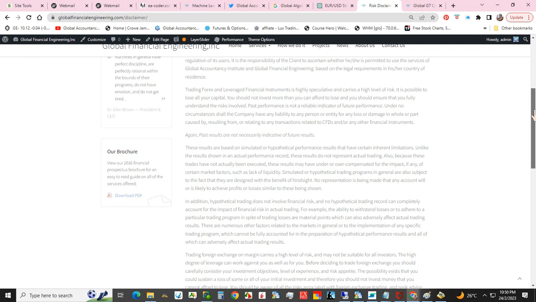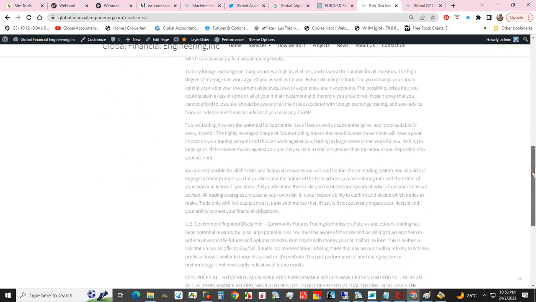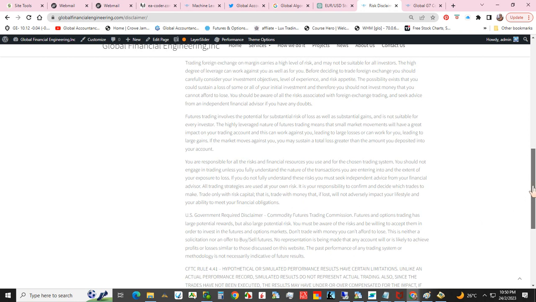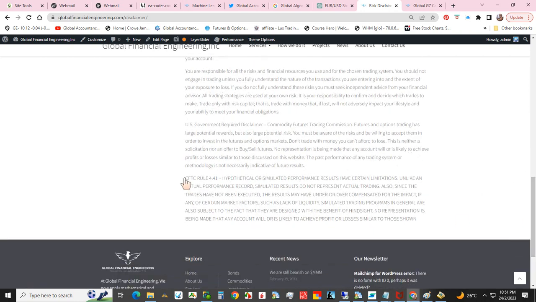Okay, so let's move to the final section of it. You do the same and pause, and read down to the CFTC rule 4.41. I want to just zoom in a bit in terms of the CFTC rule 4.41.